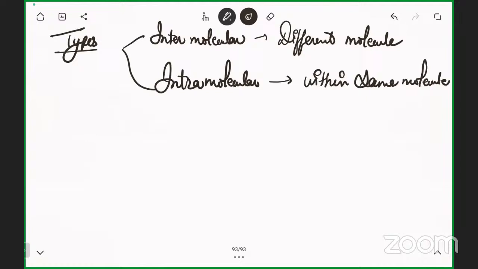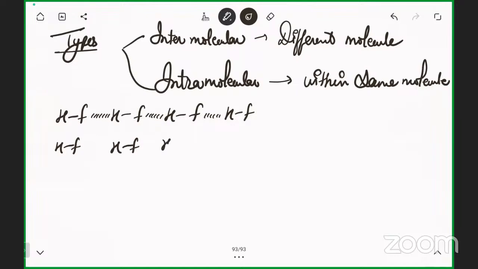So an example is HF, HF, HF, HF. The fluorine will attract the hydrogen. For showing this hydrogen bonding, we generally use three dashes. 1, 2, 3, 1, 2, 3, 1, 2, 3. Okay, sort of this.